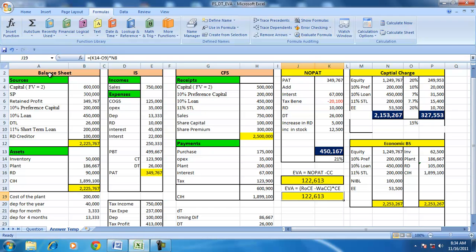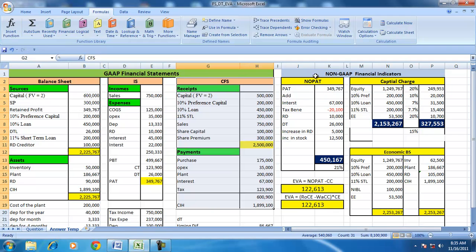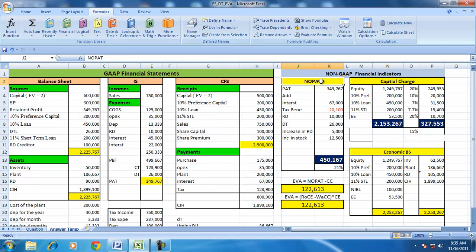So the balance sheet, income statement and the cash flow statement are GAAP based numbers, whereas the EVA is non-GAAP. So as a result, the profit shown in the income statement may not be exactly the same as this, because this is an adjusted profit and this balance sheet is an adjusted balance sheet, to make it closer to, or to make it reflect, the market reality.